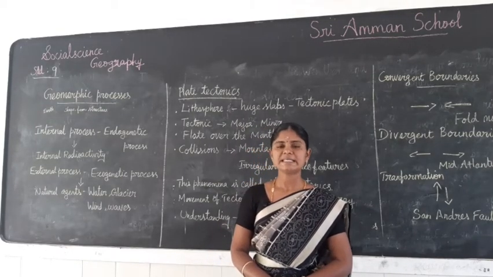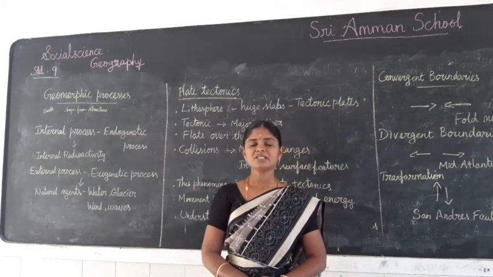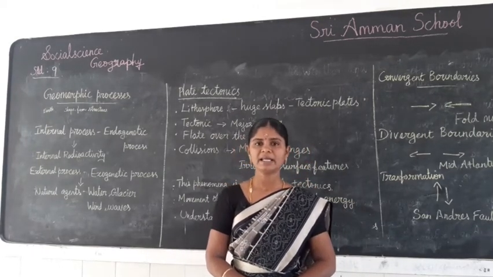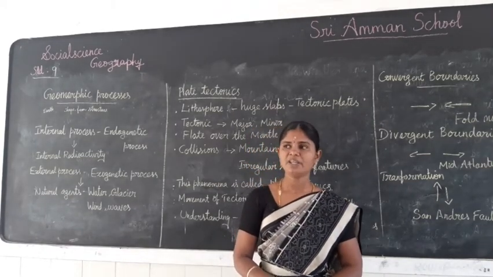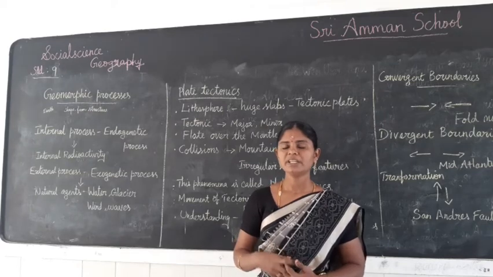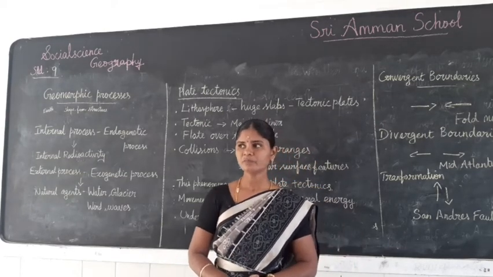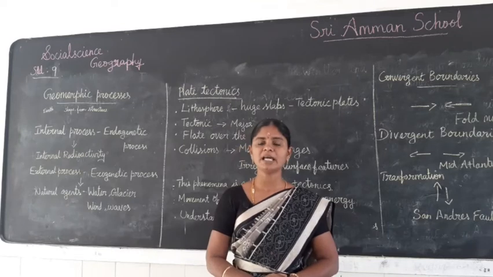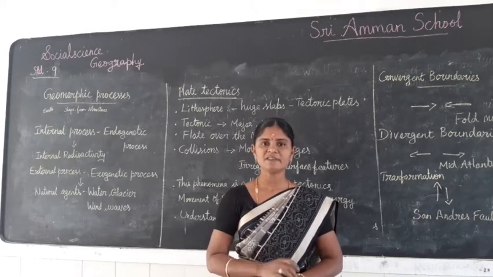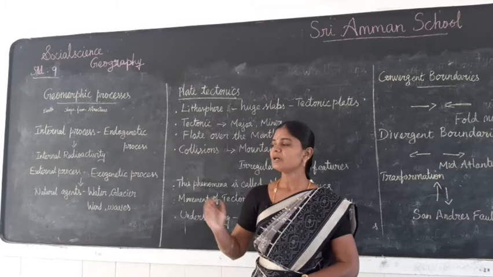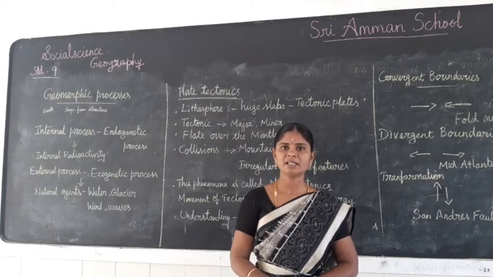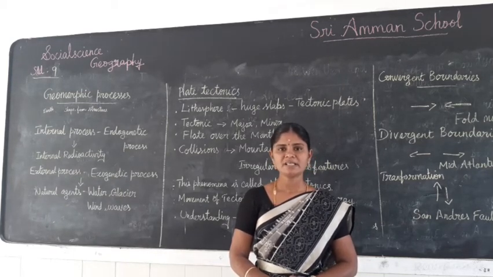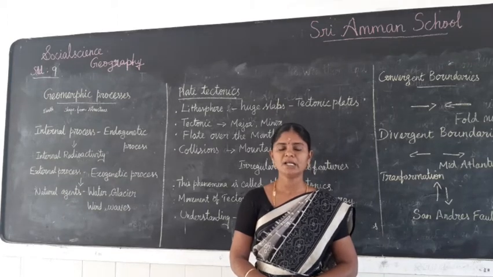Geo means earth, that's why geography is the study of the earth. Morphic means shape, form and structure. When we combine both terms, we get to know the reason for the unevenness of the earth's surface. The geomorphic process is the main reason for the uneven surface of the earth. Uneven means the earth surface is not plain, not smooth.